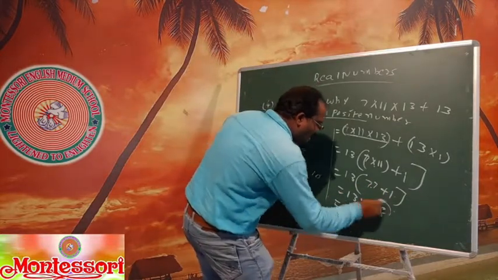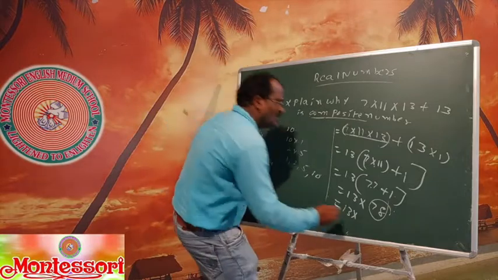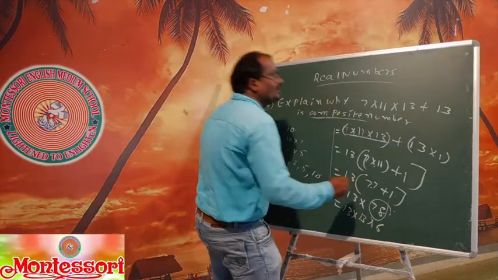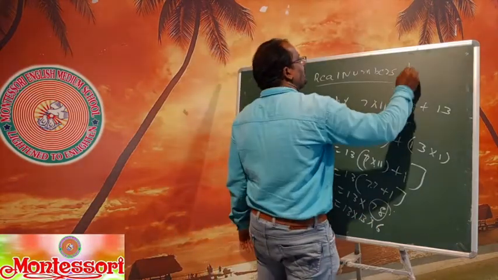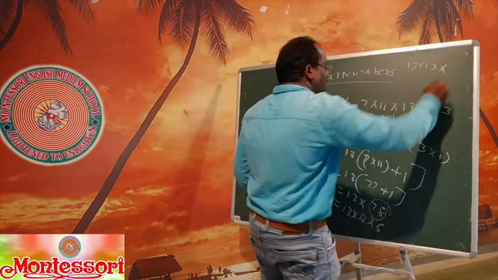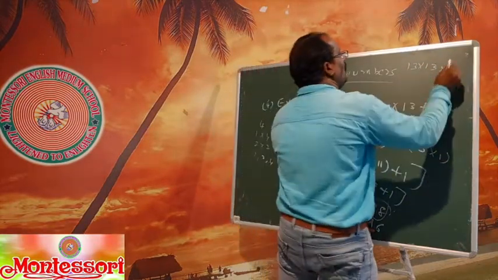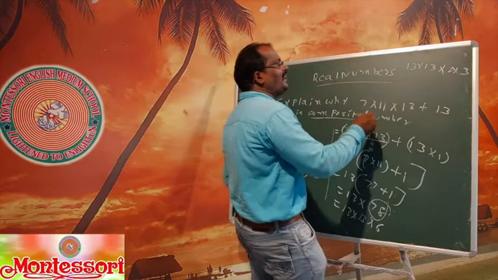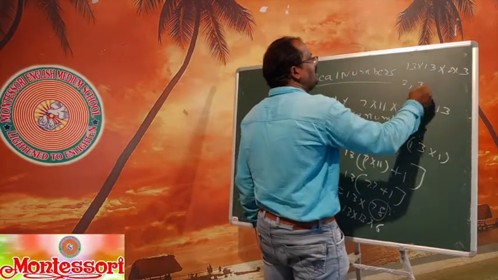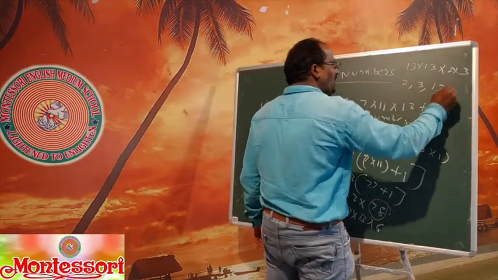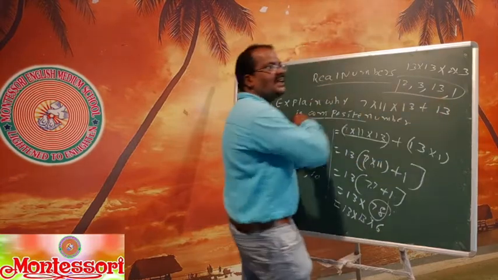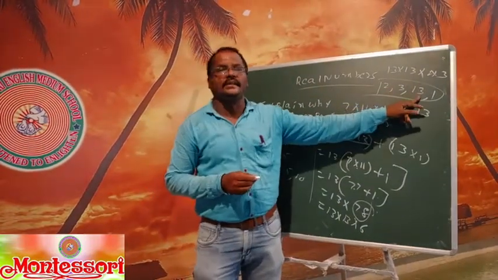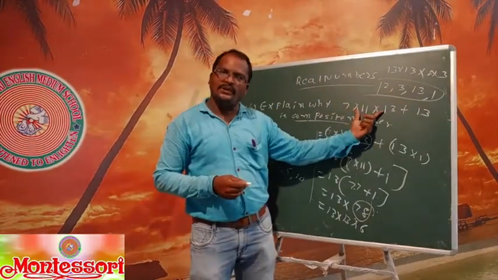13 into 78, how to write? 13 into 6, and 6 we have to write as 2 into 3. How many factors are there? 2 is there, 3 is there, 13 is there and 1 is also a factor. How many factors are there? 4 factors are there. That means this is called a composite number.